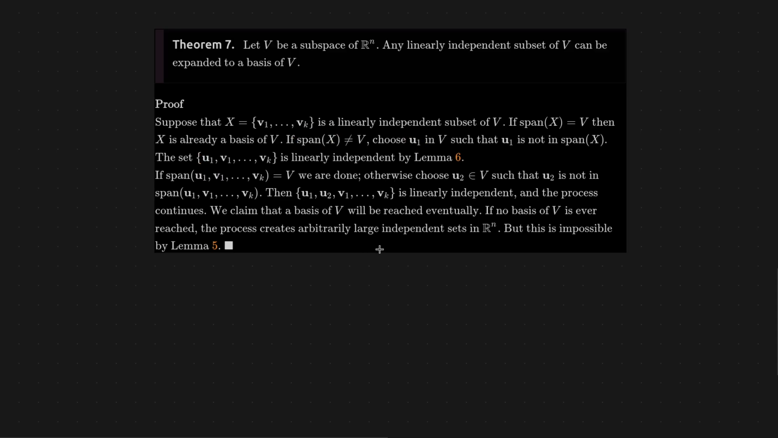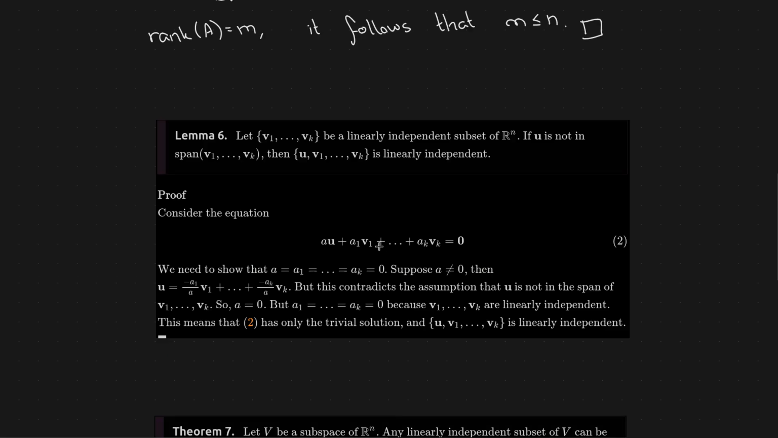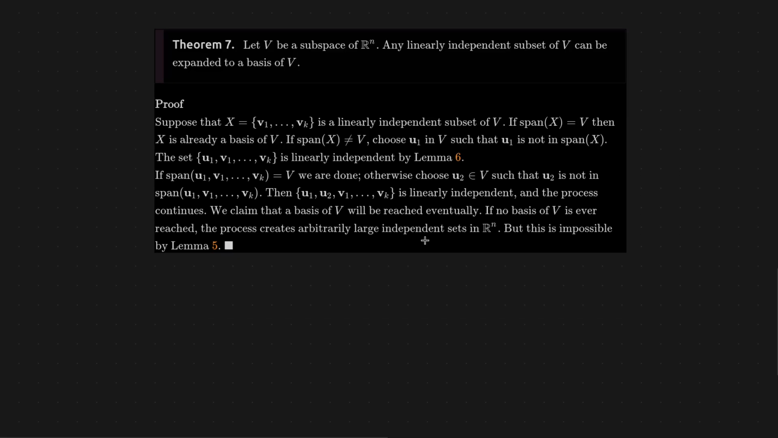We just proved a lemma about this, lemma 6. If I have a set of linearly independent vectors and I pick a vector that's not already in the span, then add that vector to the original set, that new set is linearly independent. Okay, so now we're using lemma 6. So we have a new set of vectors that is still linearly independent, right? And is still a subset of V.